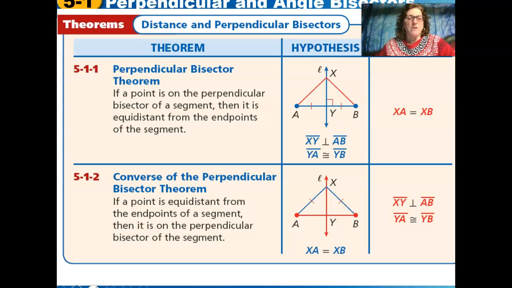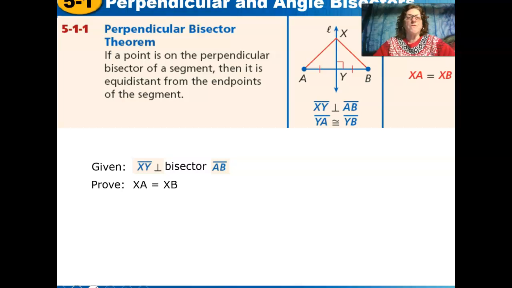Please put the video on pause so that you can read through these two theorems. The first theorem is referred to as the perpendicular bisector theorem. It states that if a point is on the perpendicular bisector of a segment, then it is equidistant from the endpoints of the segment. So in this given diagram here, we have line XY is the perpendicular bisector of line segment AB. What the theorem states is that any point on this line will be equidistant from the endpoints. So here we have point X.